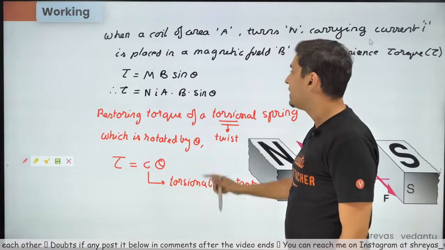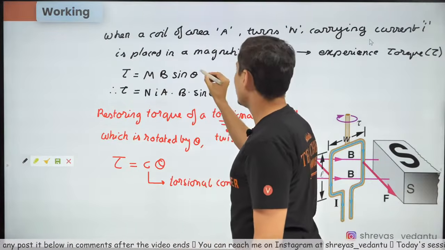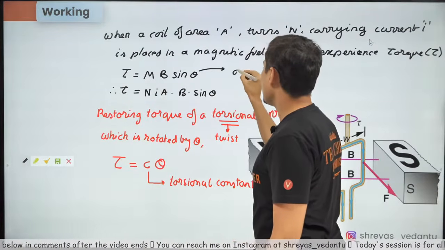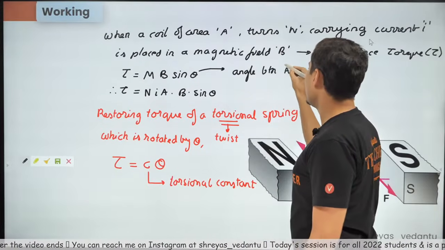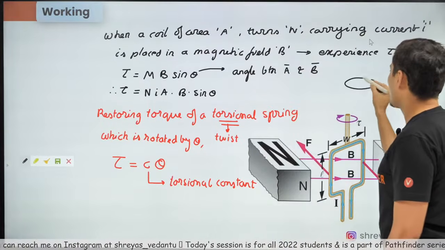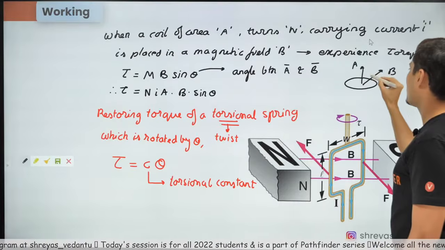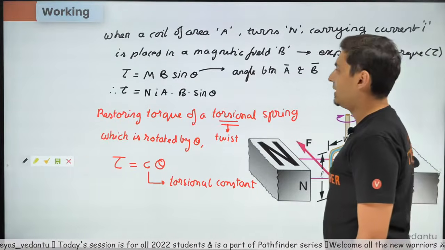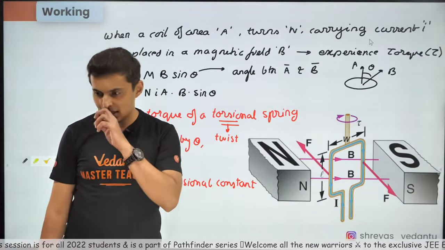This theta over here is the angle between the M and B vectors. If you are wondering what this angle theta is, it is the angle between the area vector and the magnetic field vector. You will see that the coil will have some area vector and there will be a magnetic field like this. So that angle is basically theta. Is that clear, my warriors?